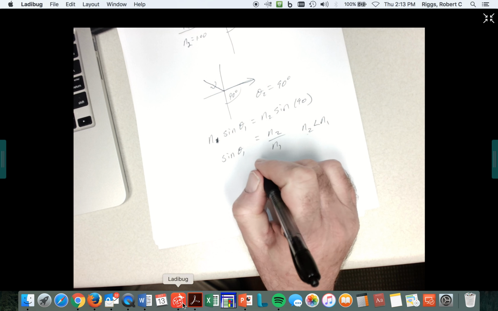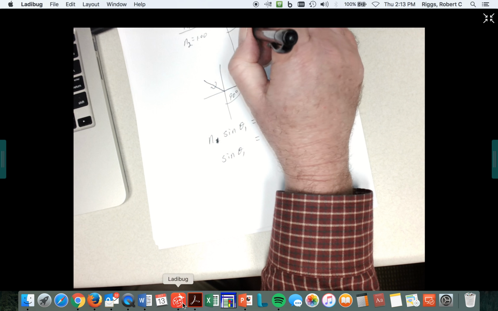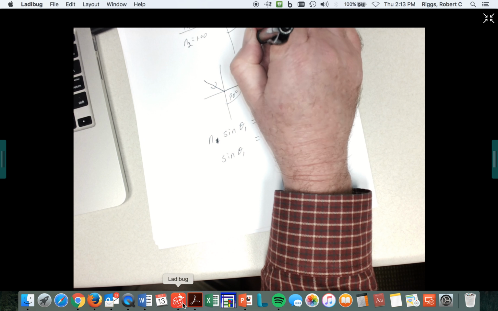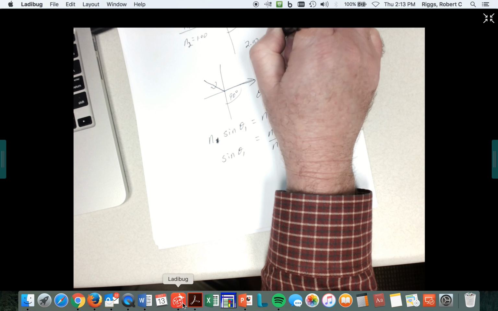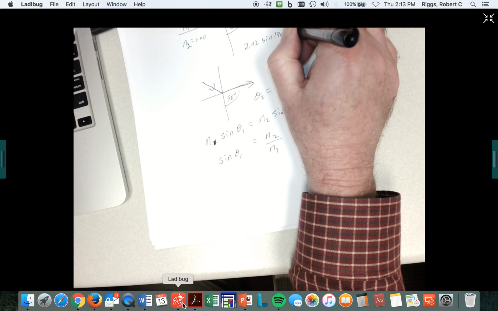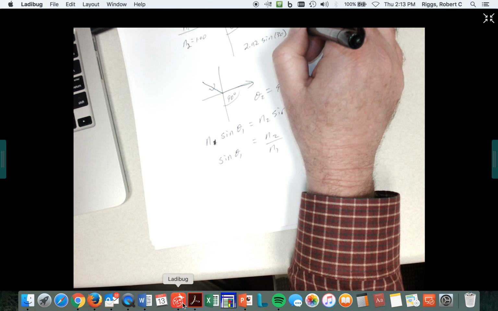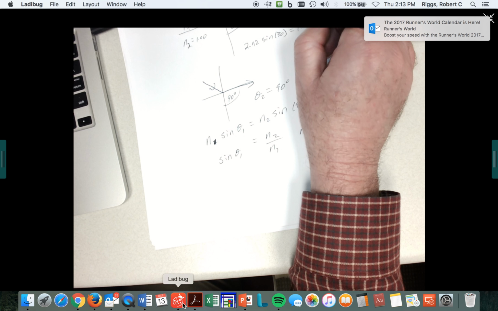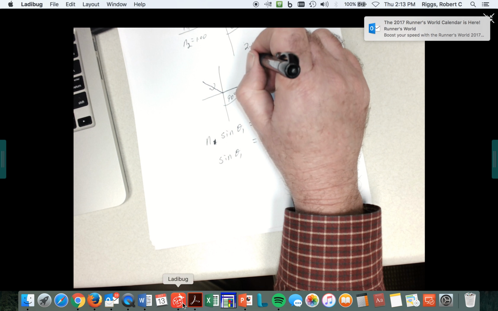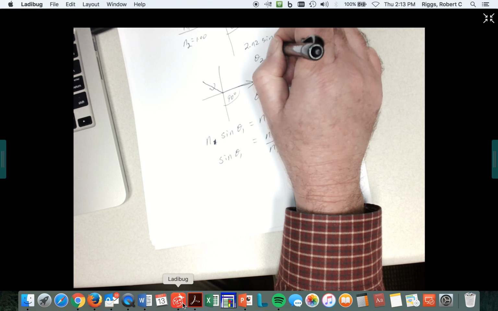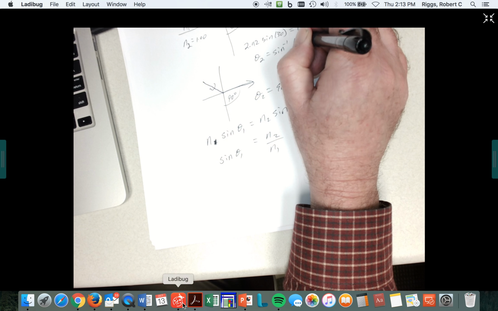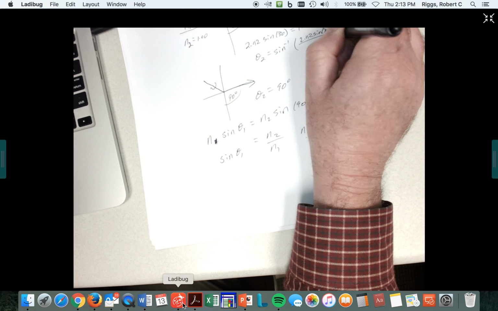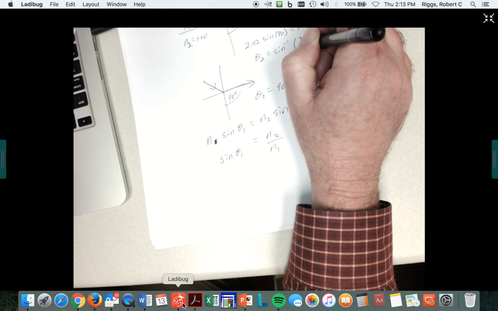let's figure out, right here we had N1, 2.42 times the sine of 30 is equal to 1.00 times the sine of theta 2. I didn't know what theta 2 was, so theta 2 is equal to the inverse sine of 2.42 times the sine of 30 divided by 1.